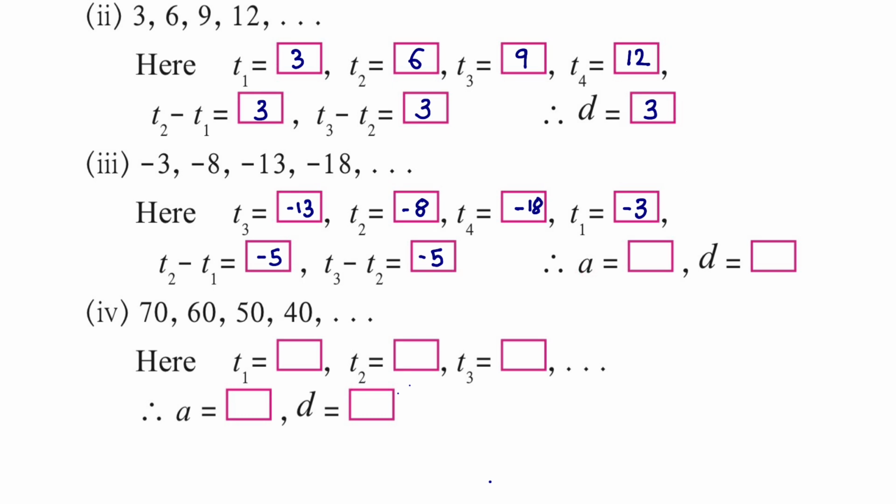Here the first term is -3 and the difference is -5. तो यहाँ पे जो फर्स्ट टर्म है वो -3 है और जो डिफरेंस है वो -5 है.